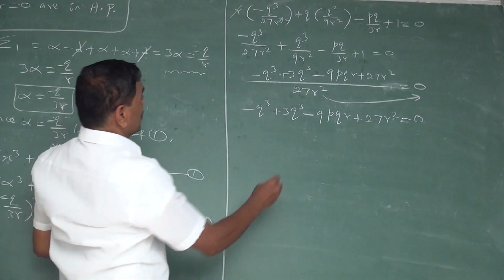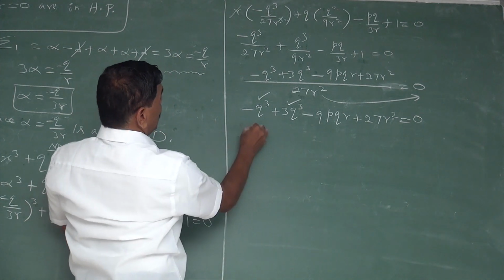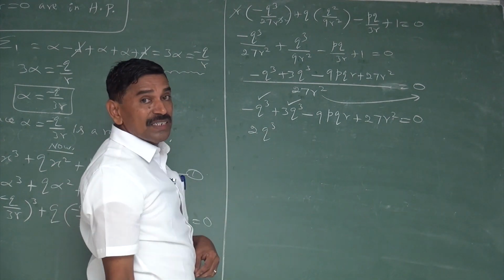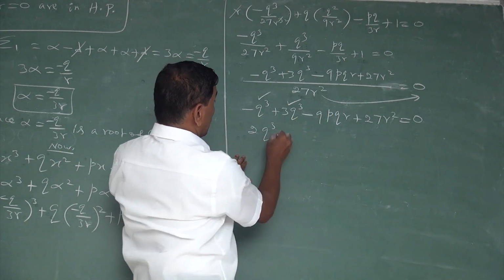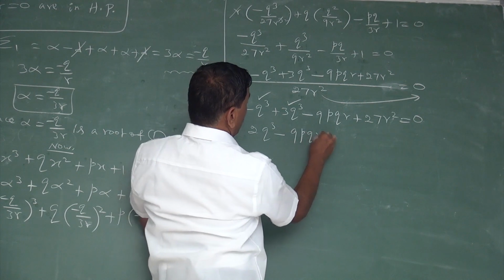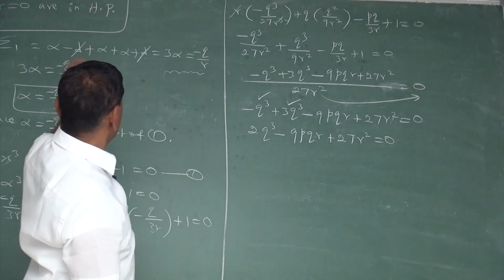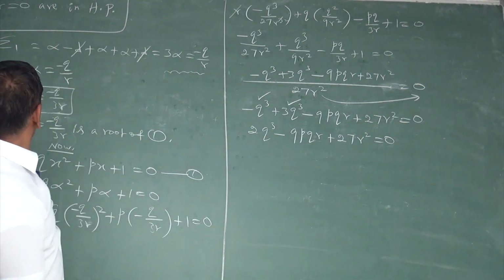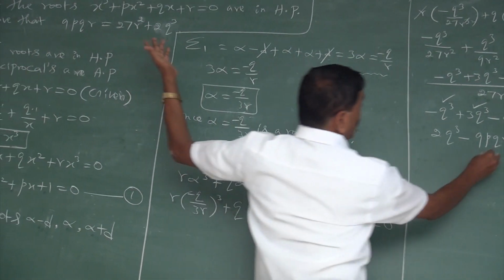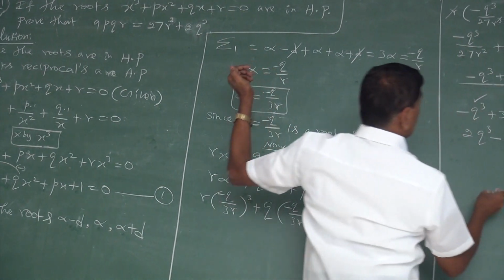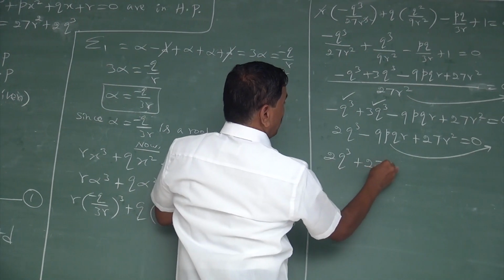2q cube is correct because 3q cube and minus 1q cube, which is equal to 2q cube. Next, any other simplification? Good, no simplification. Write the remaining 2 terms as it is, minus 9pqr plus 27r square, which is equal to 0. Verify that it is the available answer and compare with the required answer. Suppose this negative goes to the right place, then you will get the required answer. Then your answer is 2q cube plus 27r square.